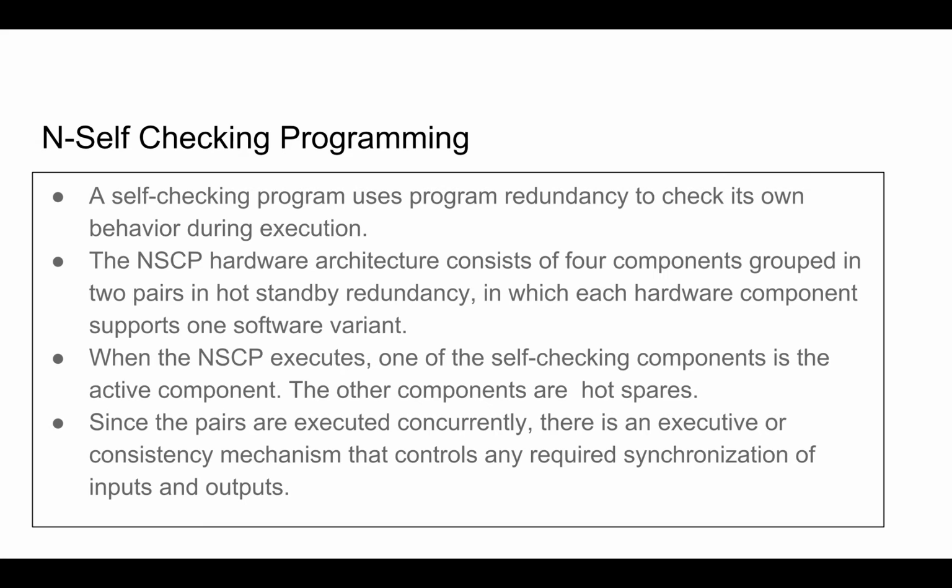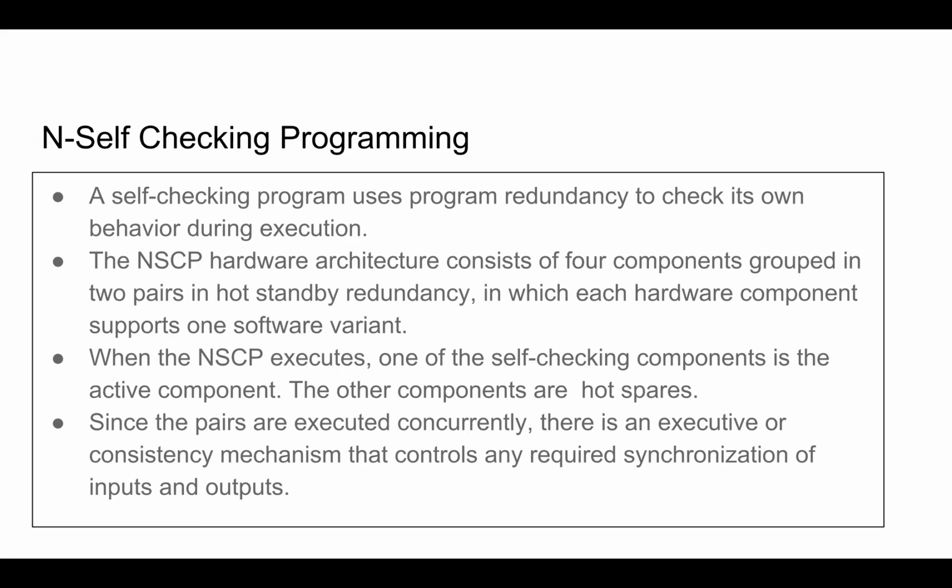A self-checking program has a hardware architecture consisting of four components grouped in two pairs in hot standby redundancy, in which each hardware component supports one software variant. So a self-checking program as a whole consists of two variants, a comparison algorithm, and a comparison algorithm running on each hardware pair.